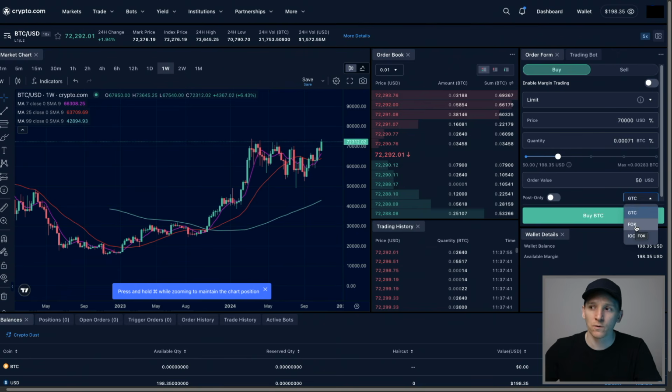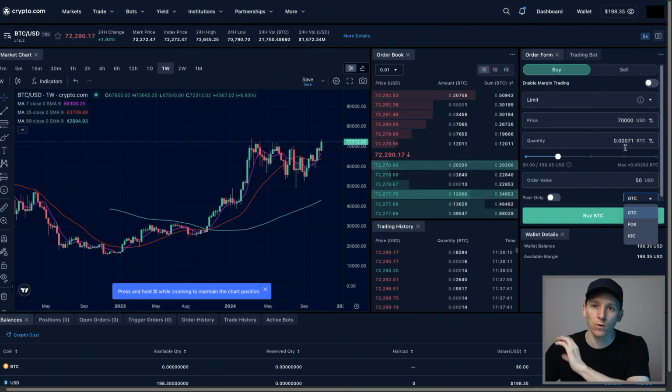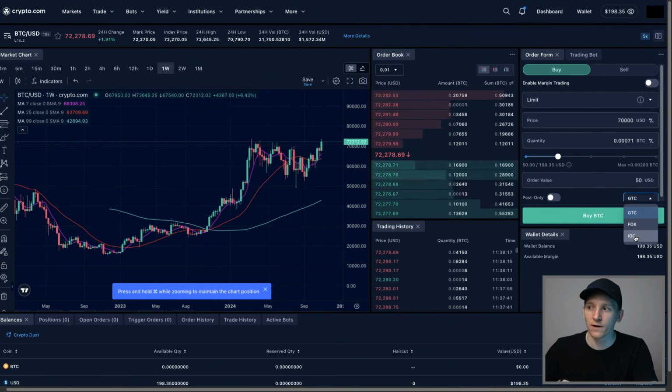FOK is fill or kill, which means you need to fill the whole order. And if you can't do that, then just cancel the whole order, right? So what that means is essentially the volume that I'm trading. If my price and volume cannot be matched, then kill the order. So I don't want to trade a small amount and then work the order. I just want to have it all or kill the order. Immediate or cancel, again, if you can't do the order immediately. So if I put this in at 70,000 and pressed immediate or cancel, I can't fill the order and therefore the order will be cancelled.